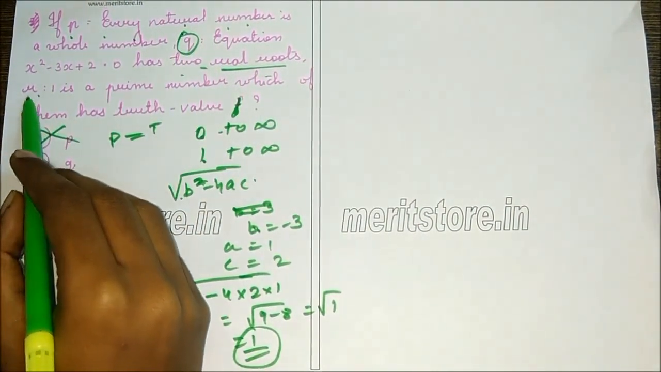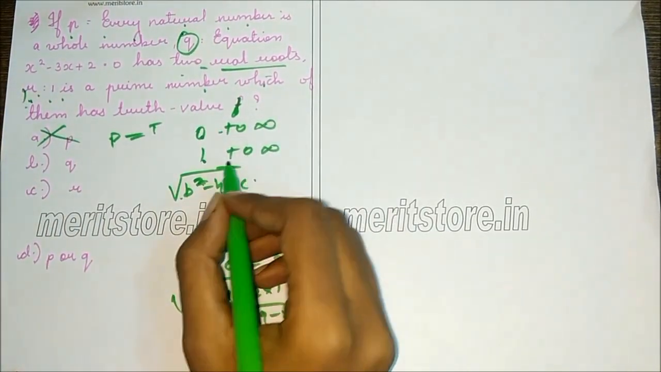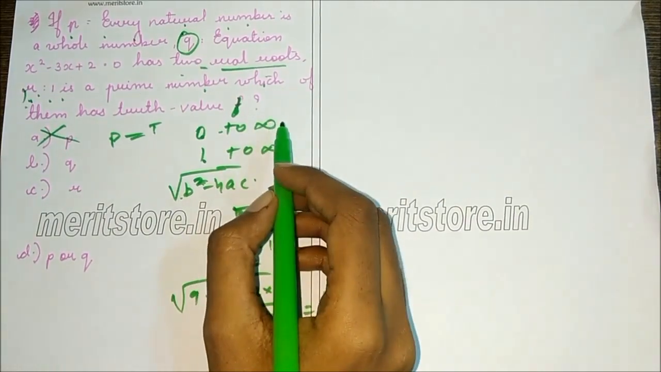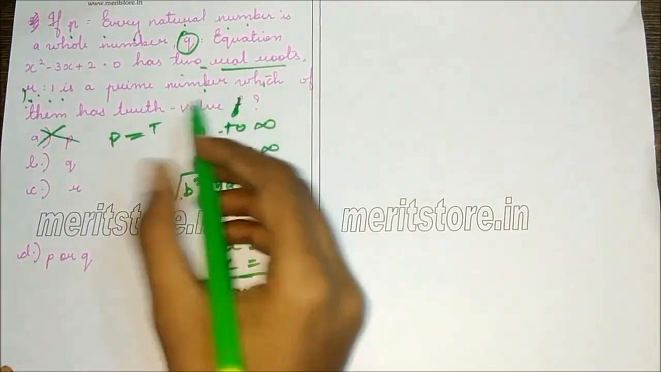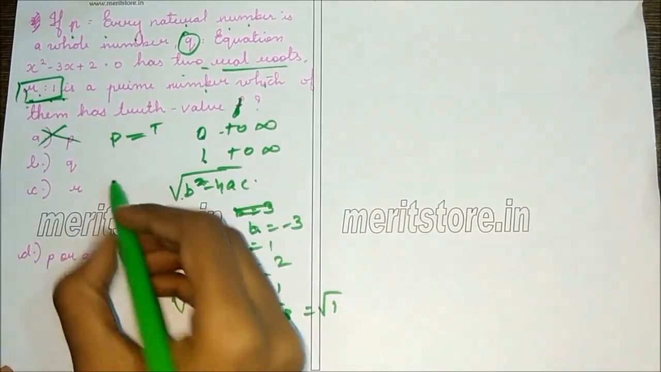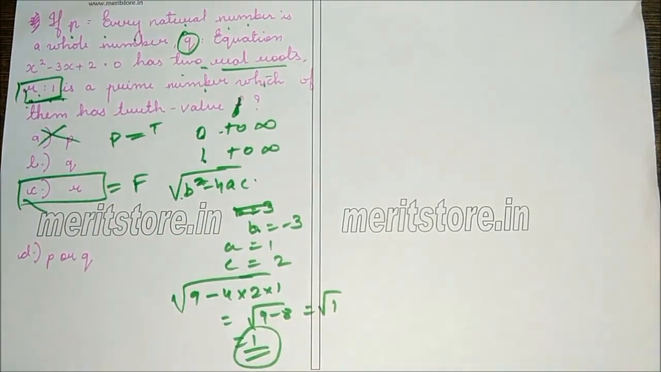So now R is 1 is a prime number. But 1 is neither a prime nor a composite number. So 1 is not considered a prime number. Therefore, R is false. So the answer is C, R, which is false.